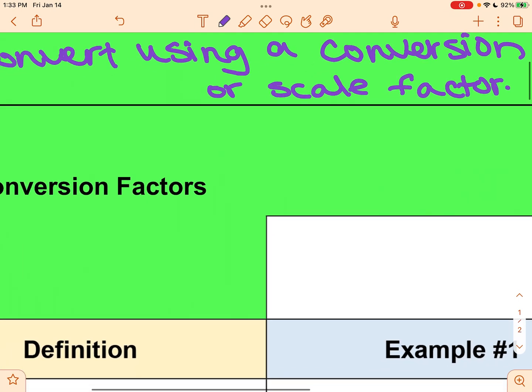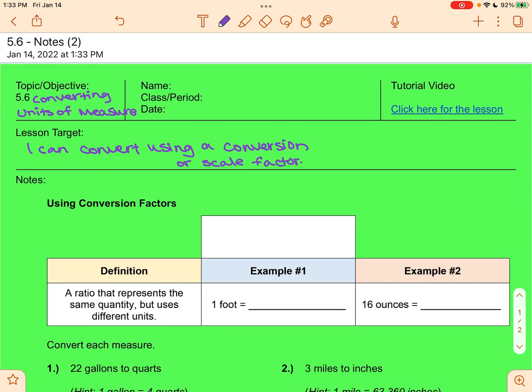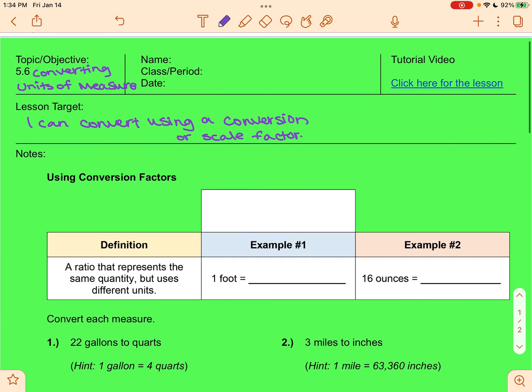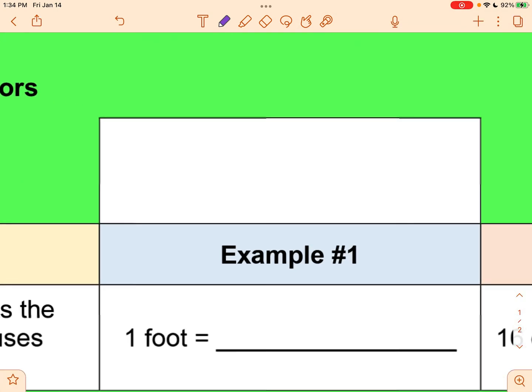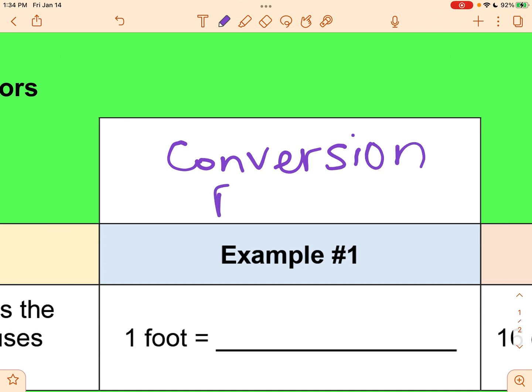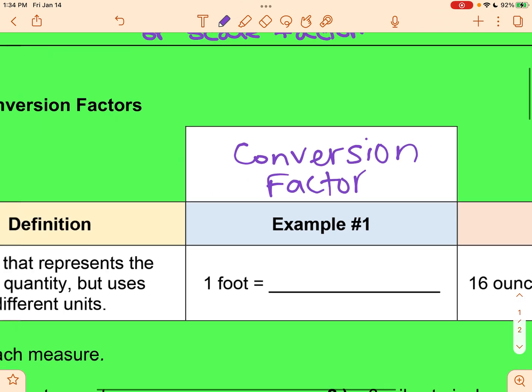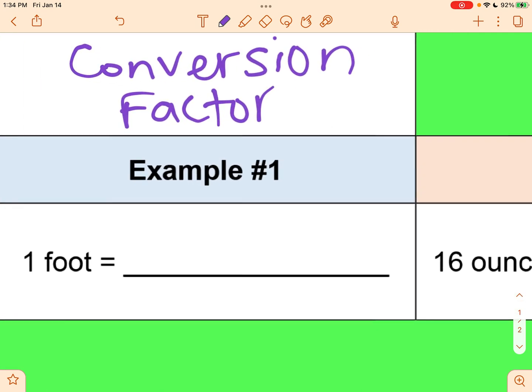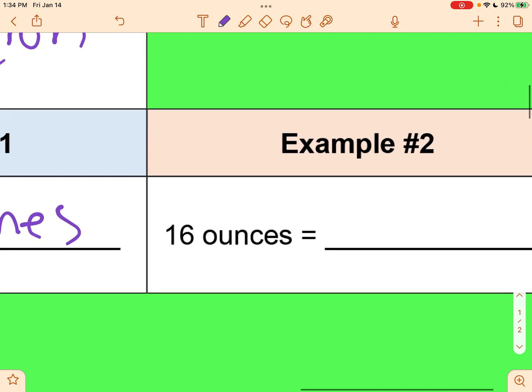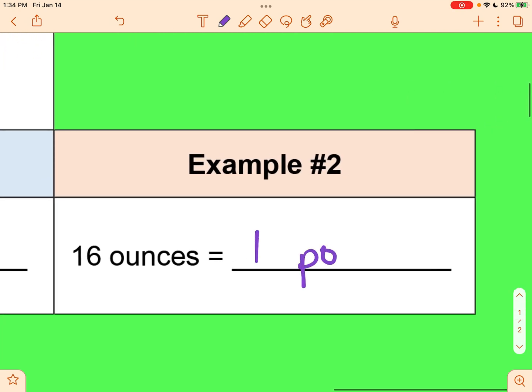This lesson is all about setting up different proportions and then cross-multiplying. Our vocab word for today is conversion factor. A conversion factor is a ratio that represents the same quantity but uses different units. For example, 1 foot is the exact same as 12 inches. And another example, 16 ounces is the same as 1 pound.